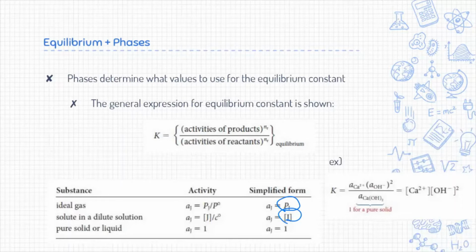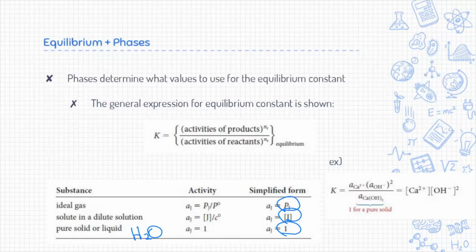Now, if it's a pure solid or liquid, for example, water, which is probably the simplest example case, we just use 1. We do not use the concentration of water or, for example, iron. Stuff like that, you never put in your equilibrium constant, if that makes sense.